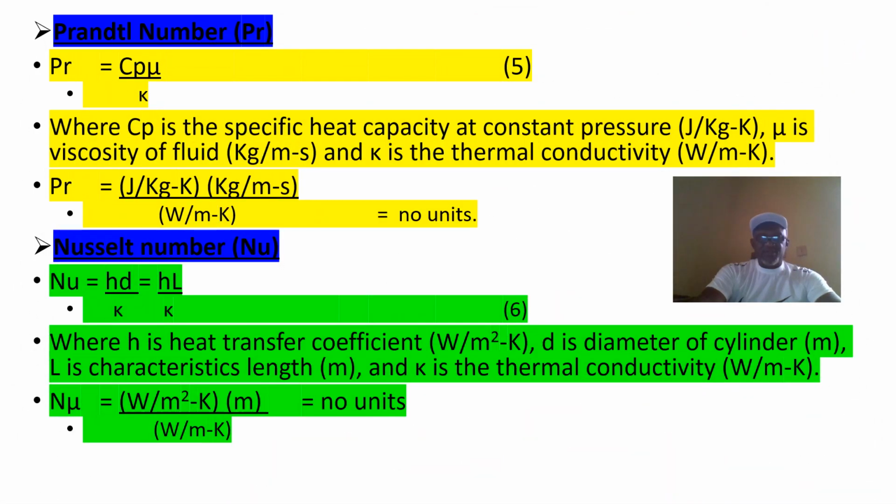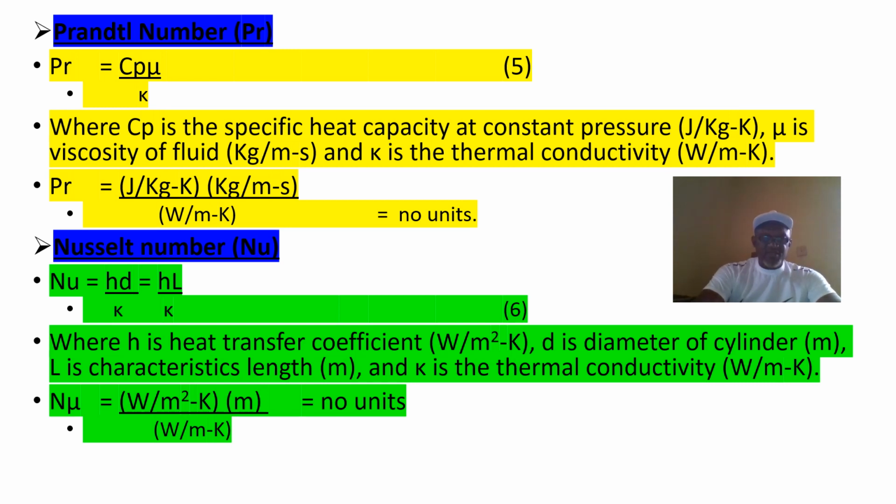One is the Prandtl number. Prandtl number Pr is given by Cp mu divided by k, where Cp is the heat capacity at constant pressure, mu is the viscosity of the fluid, and k is the thermal conductivity. If we also substitute, it has no unit. That's why we say dimensionless numbers.